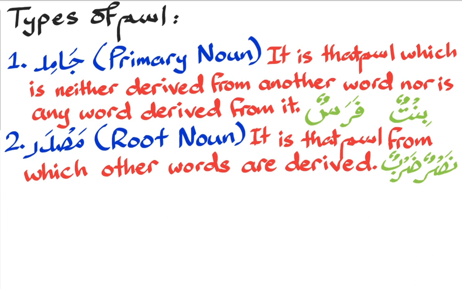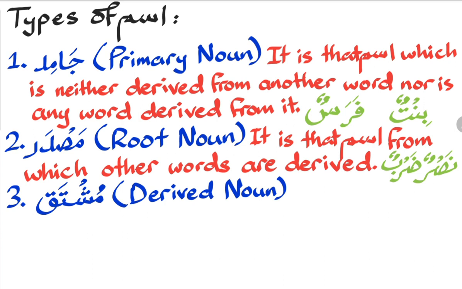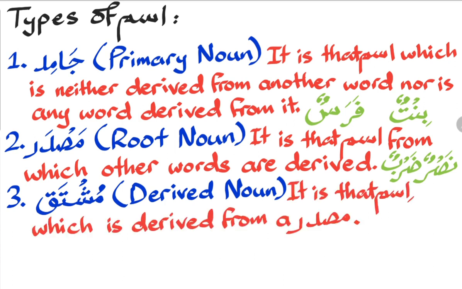The third type is mushtaq, derived noun. A mushtaq is an ism which is derived from a masdar. For example, you have the word daribun. Now when we were explaining the masdar, which is the second type, one of the words that we gave as an example was darbun. Darbun was a root word, and daribun, which means hitter, is actually a derivative of that root word.